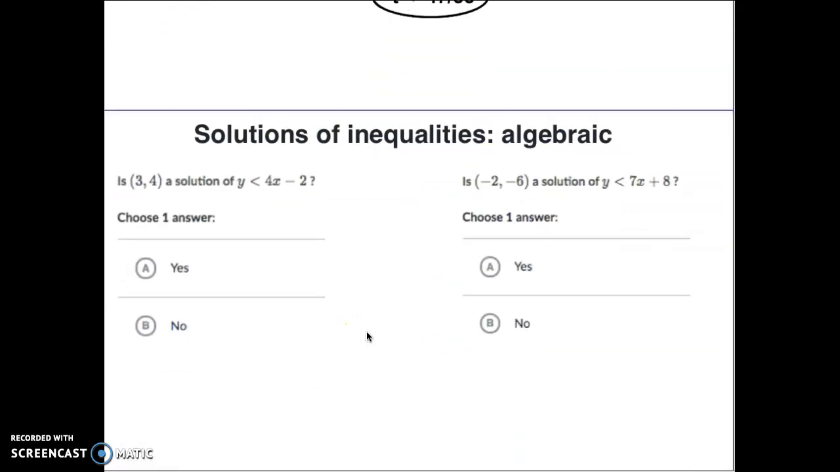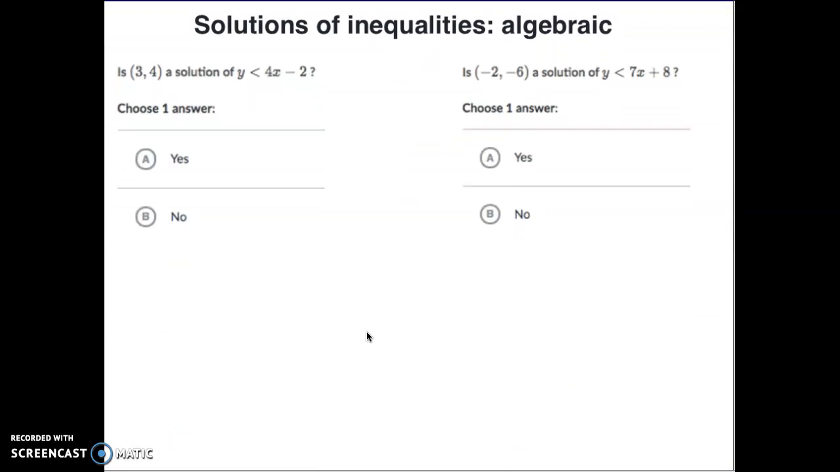So what's the next con? Let's move on. Con number 2 is solutions of inequalities. This one is quite simple. You're going to look at this, you're going to go, oh, that's really easy. If you look at this right there, you know that that's your x and your y coordinate. So if I plug in 4 for y and 3 for x, and I solve it, 4 times 3 is 12, 12 minus 2 is 10. Is 4 less than 10? Well, most people would say yes it is, so that is a yes answer.